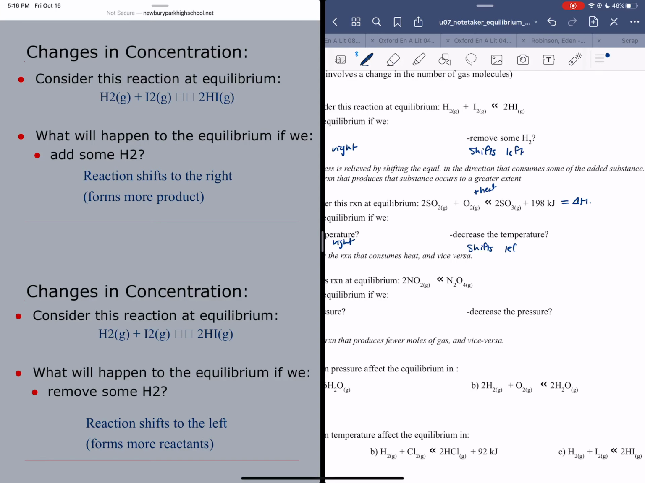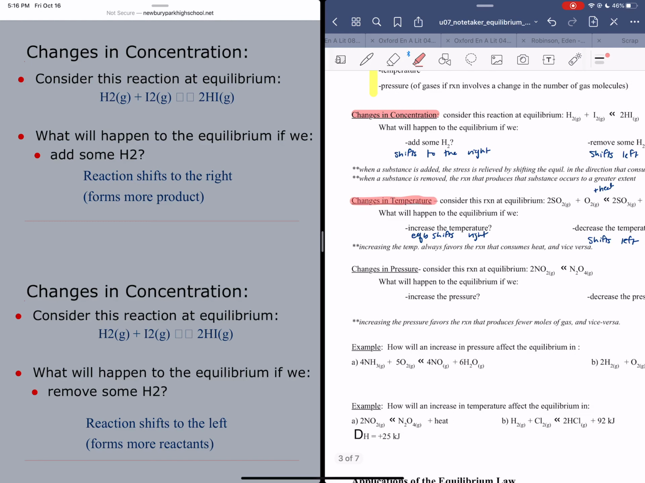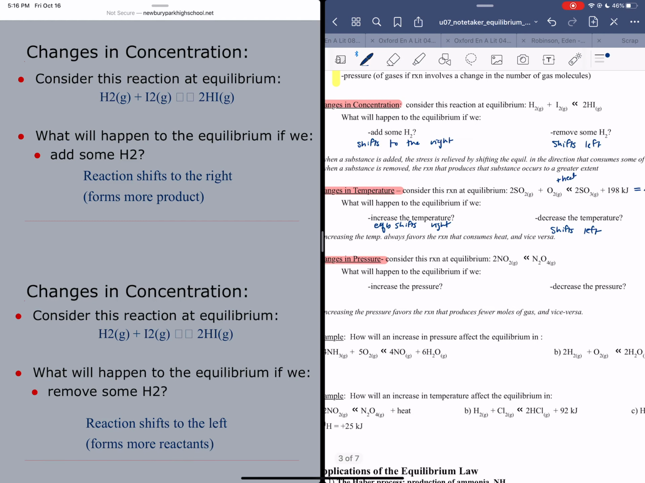That's what I meant to say. So yeah, that's change in temperature. Let's do change in pressure. Consider this reaction at equilibrium: 2NO2 at equilibrium with N2O4. What will happen to the equilibrium if we, A, increase the pressure?